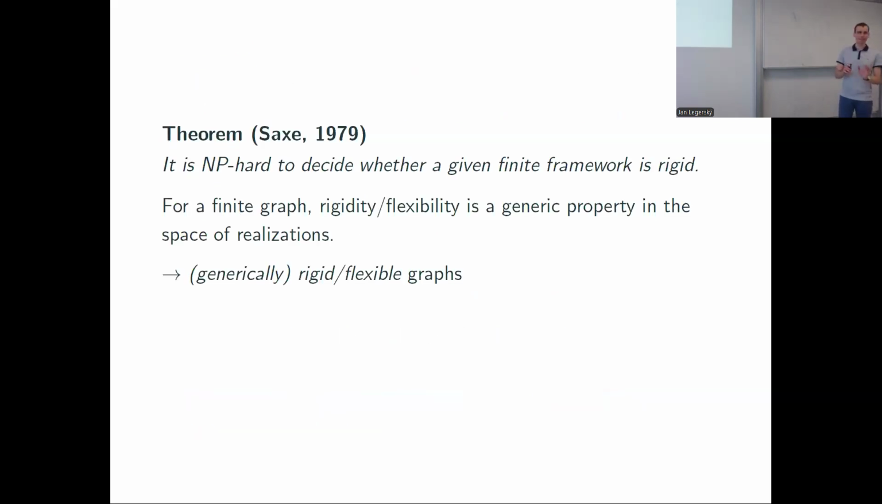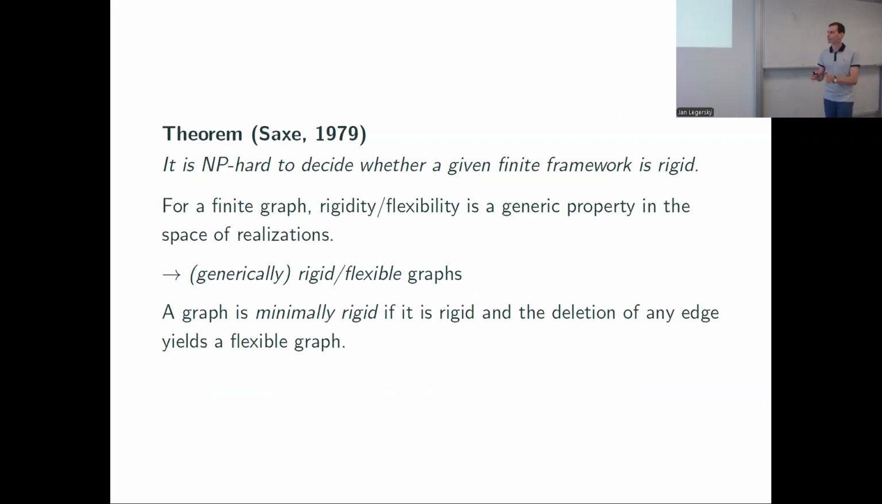Okay, but this basically means that on a certain level, I can talk only about graphs. Maybe one more concept: a graph is minimally rigid if removing any edge gives me something that is flexible. So that's somehow a natural class of graphs to look at. Those have the least number of edges that is necessary to be rigid, and the edges are distributed in a way that they are indeed rigid.